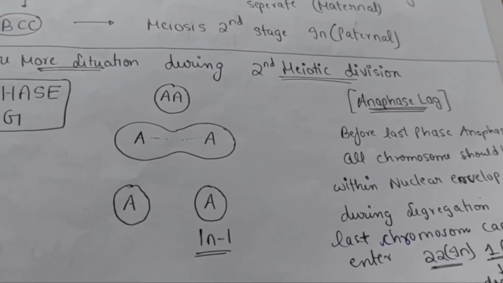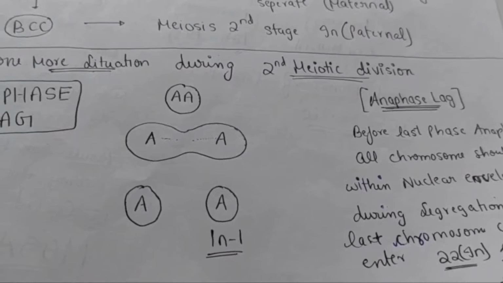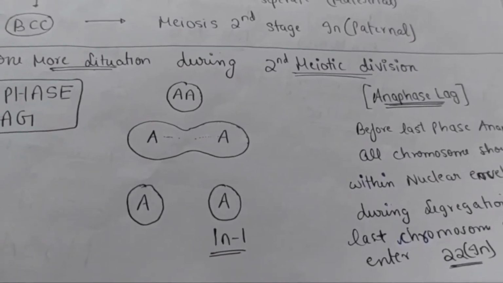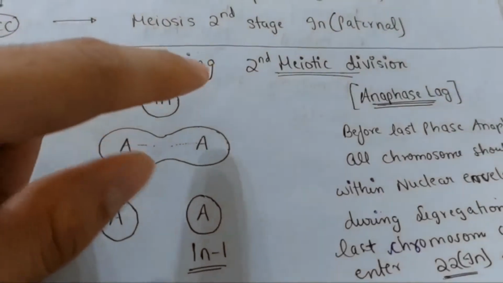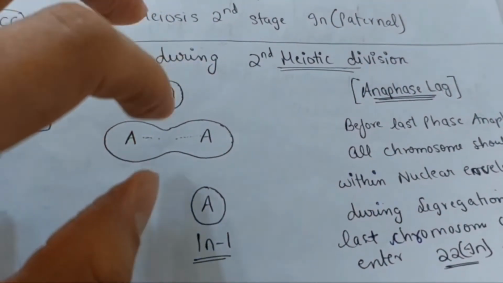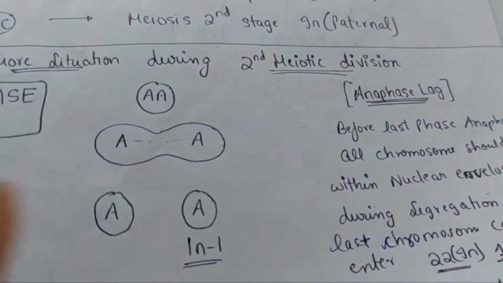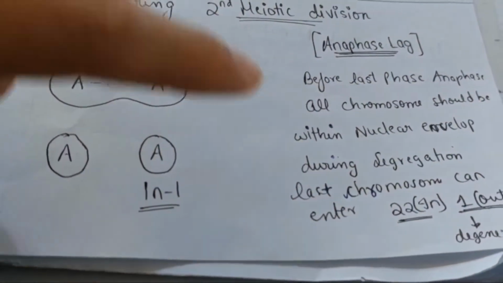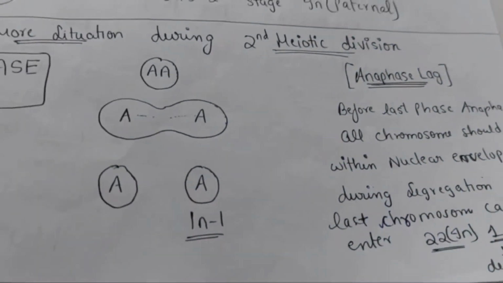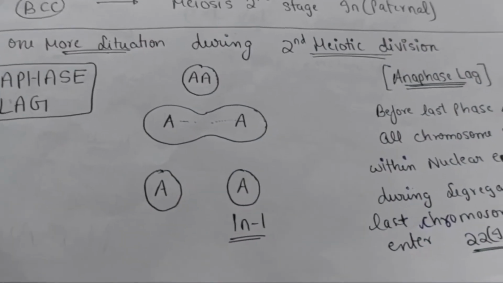So this is what we are trying to explain: before the last phase of anaphase of meiosis, all chromosomes should be within the nuclear envelope. But sometimes during segregation, one chromosome moves too slowly and can't enter the nuclear envelope, and it remains outside. So 22 chromosomes enter the nuclear envelope, but one remains outside, and that one which remains outside gets degenerated.